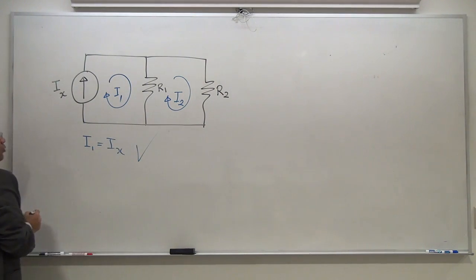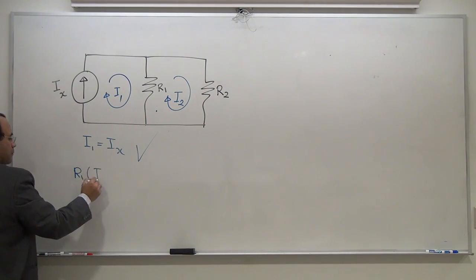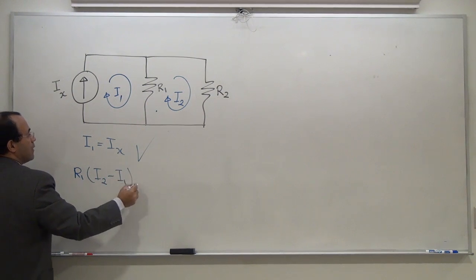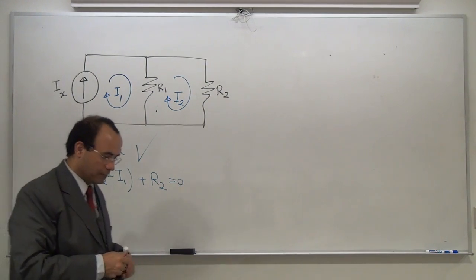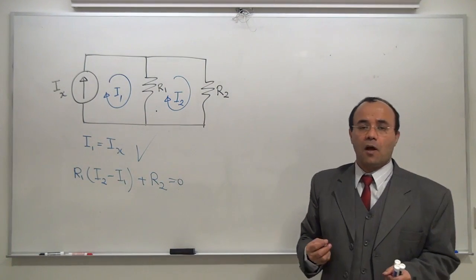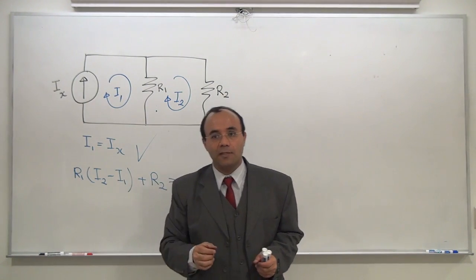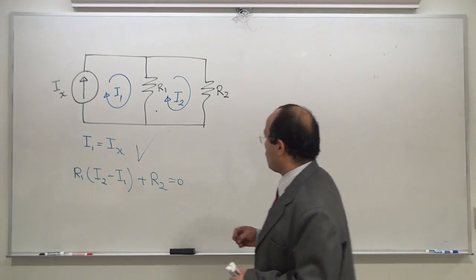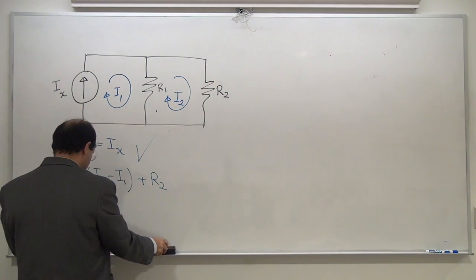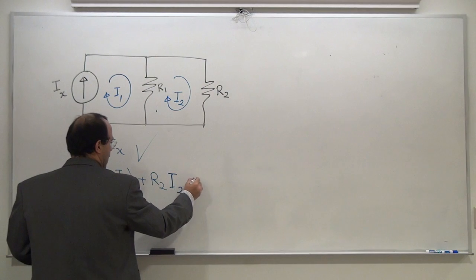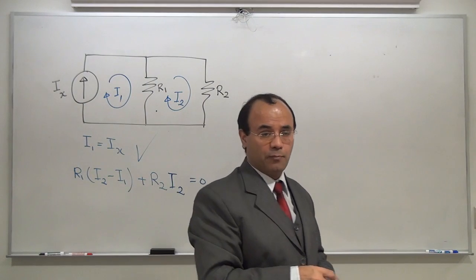And then go into loop number 2 and start from this end, for example. It's going to be R1 times I2 minus I1 plus R2 is equal to 0. It is then the concept of one equation, one unknown, because I1 is already known, I2 is the only unknown that you can find from this equation. R1, I2 takes the lead, R2, I2, my mistake, thank you, is equal to 0. If I were to make that mistake inside the exam, that would be a fundamental mistake.